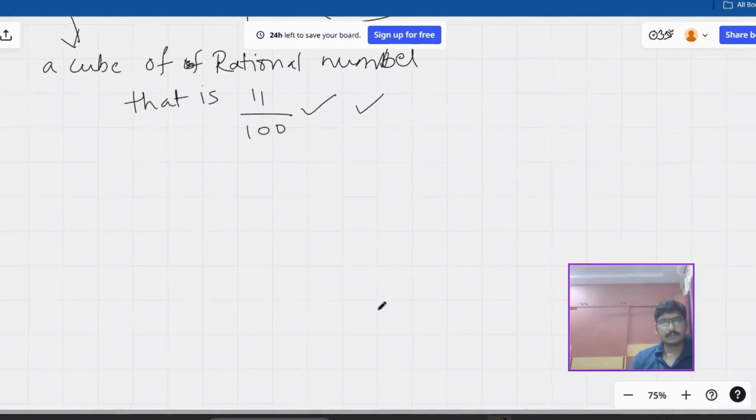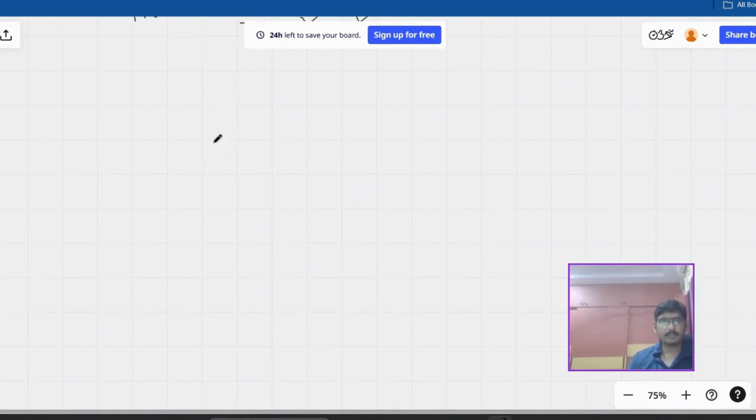After that, you may also face some problems that are with minus. For example, you may have minus something like 512.